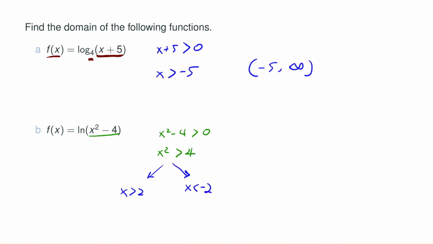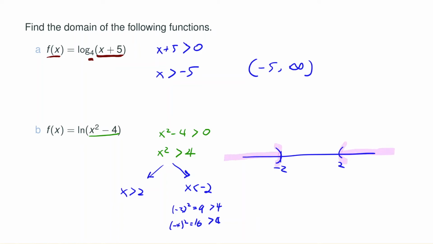Because, for example, negative 3 squared is 9, which is greater than 4, right? Or negative 4 squared, 16, which is greater than 4. So on the number line, x has to be less than negative 2. X has to be greater than 2. So x has to be greater than 2 or less than negative 2, as long as the numbers we plug in here, inside will be positive.